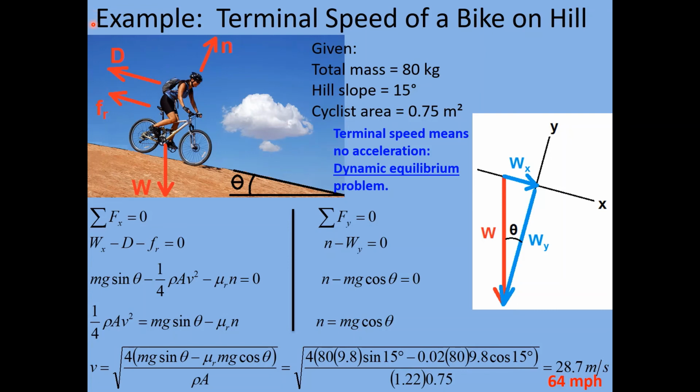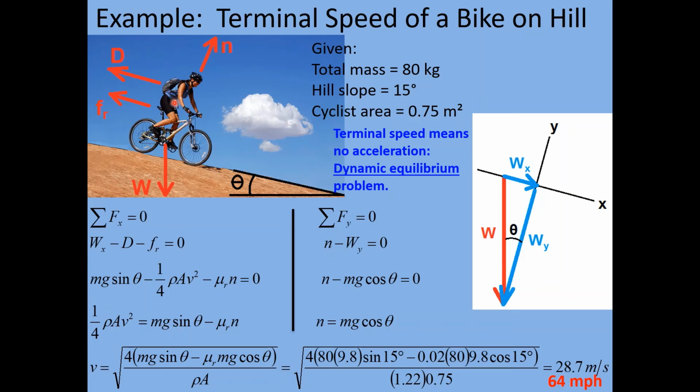This time we're going to figure out the terminal speed of a bike going down a sloped hill. We're given that the total mass of the cyclist and the bike is 80 kilograms. The slope of the hill, theta, is given as 15 degrees. And we'll assume that the cyclist's cross-sectional area is 0.75 square meters. Remember that terminal speed means no acceleration. This is a dynamic equilibrium problem.